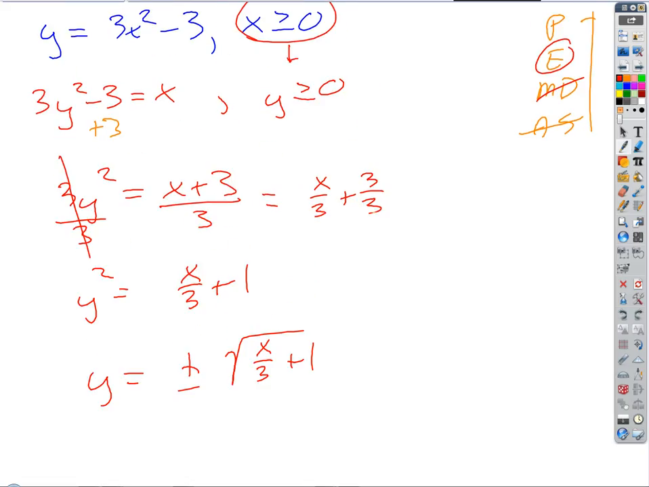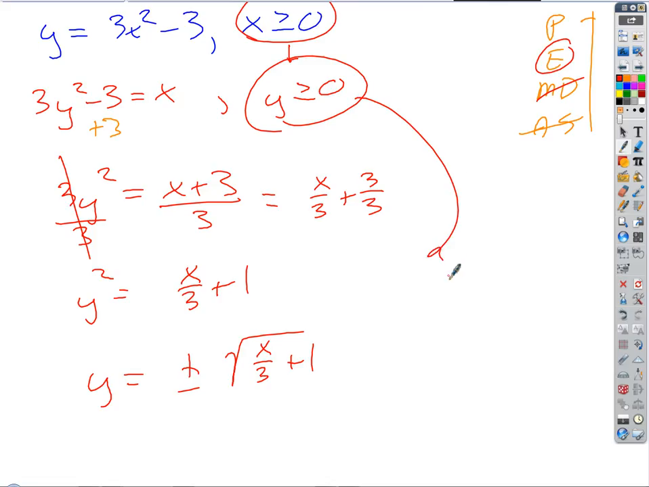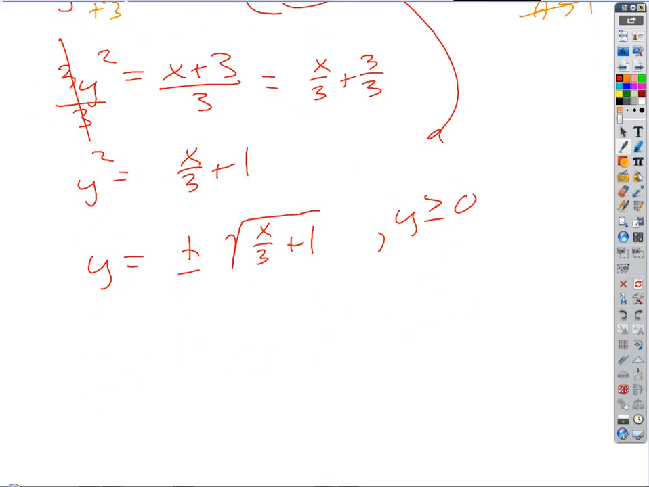Okay, but remember, there's one other part that I hopefully haven't forgotten about. We've got this y is greater than or equal to 0, right? So if I've got a square root function here, the output of a square root function is always going to be what?